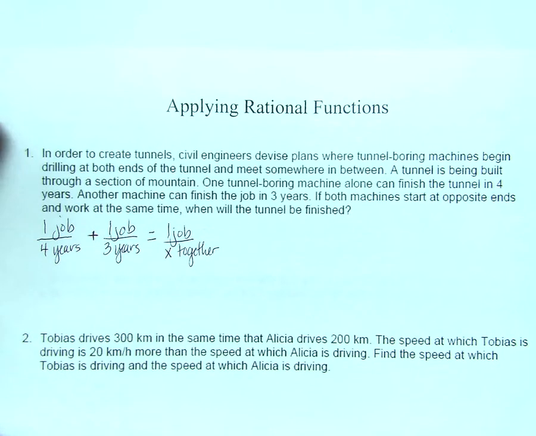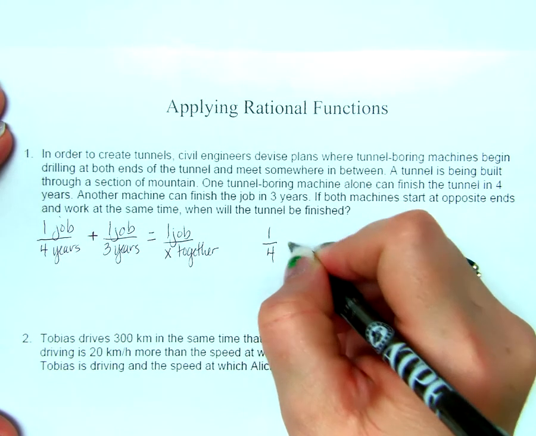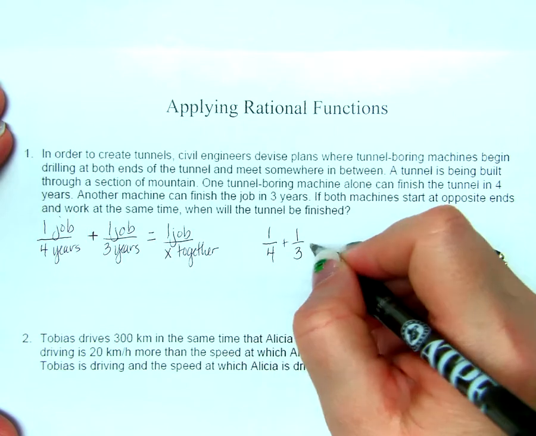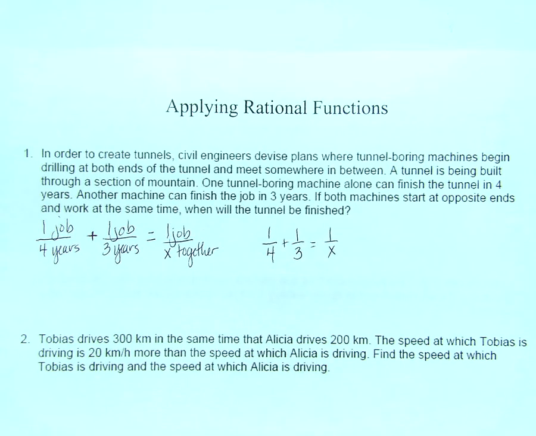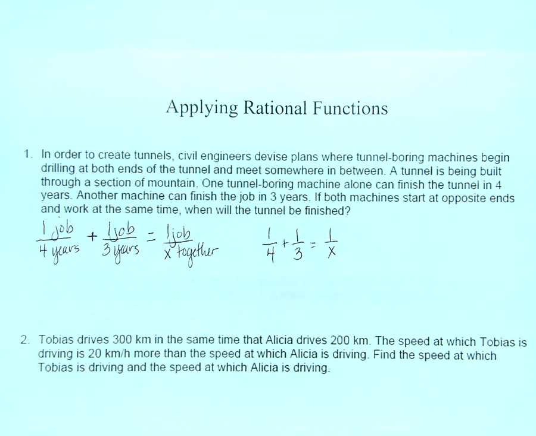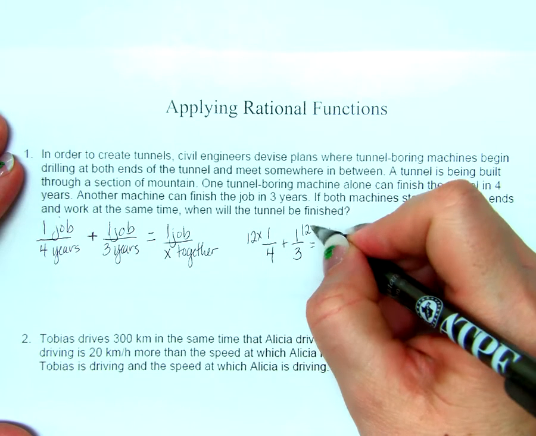So what does this equation look like without the words? One over 4 plus 1 over 3 equals 1 over x. Excellent. So now this just becomes a simple solving rational equations problem, right? What's the least common denominator? Very close. 12 is very close. What do you think? 12x, absolutely. Now, are we finding a denominator, or are we getting rid of the denominators? Getting rid of them. So let's multiply every term by 12x.